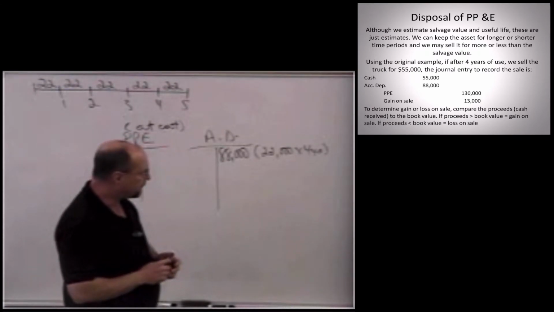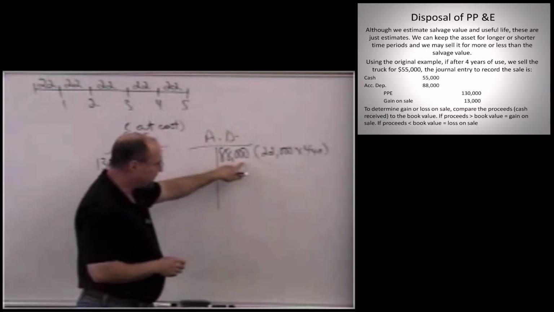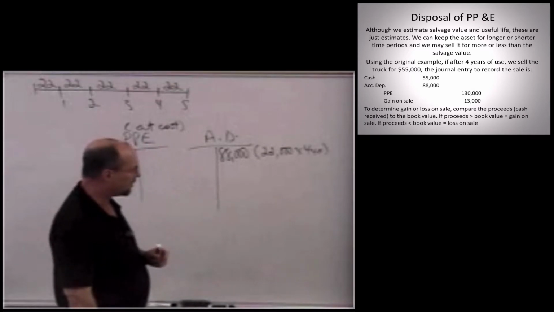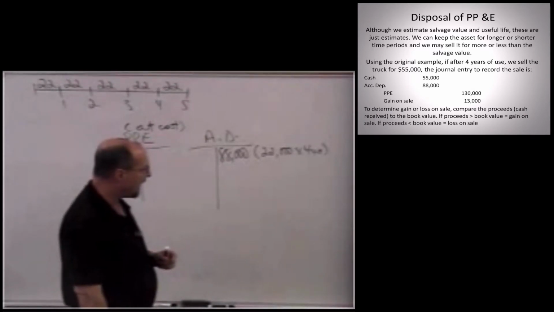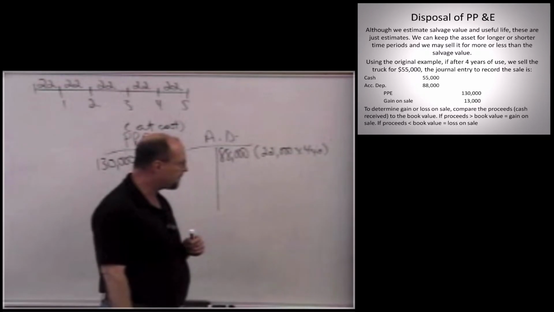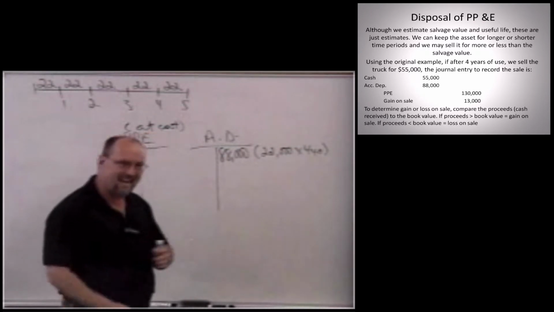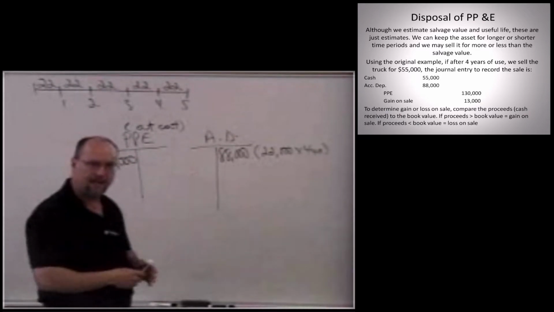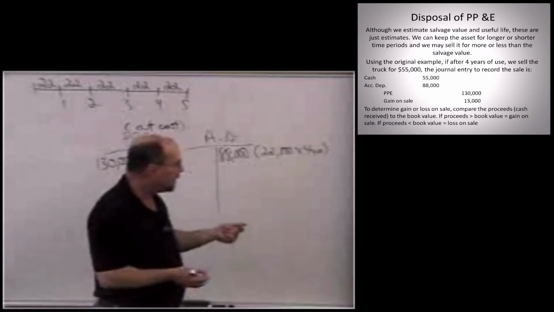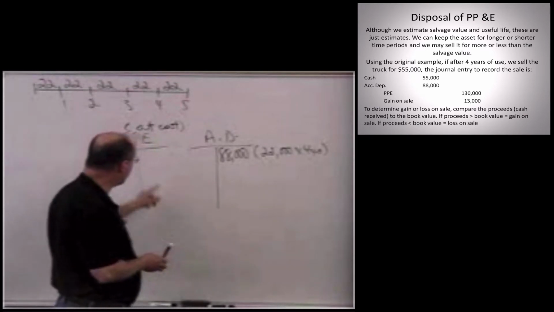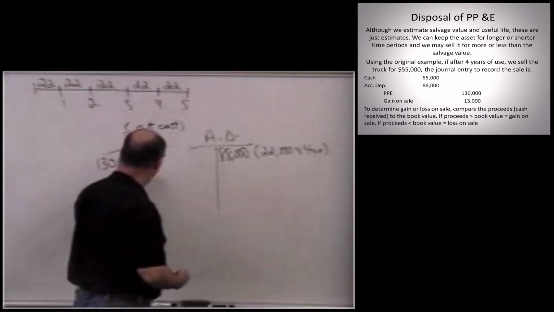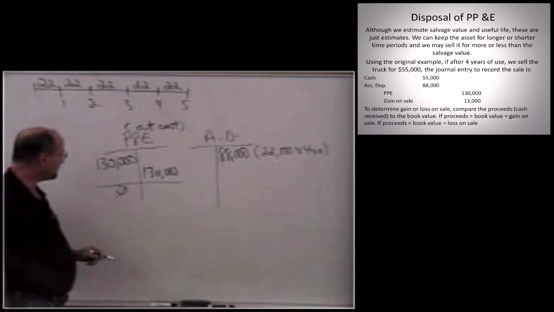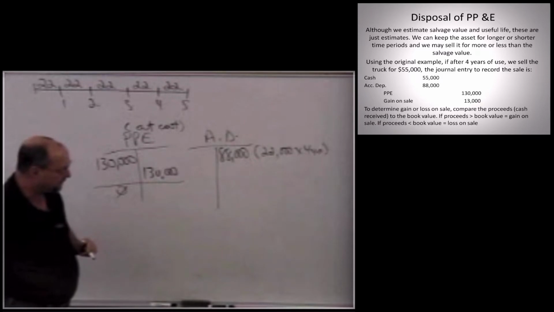Okay, after 4 years of use, accumulated depreciation is $88,000. Book value would therefore be $42,000. If I can sell this truck for $55,000, I would debit cash for $55,000. Now, when you sell an asset, you have to take it off your records since you no longer have it. And you don't want to report these assets in your balance sheet if you don't own them. That's fraudulent. So I have to credit property, plant, and equipment to show that I no longer have this asset. Okay? So I credit property, plant, and equipment for 130.